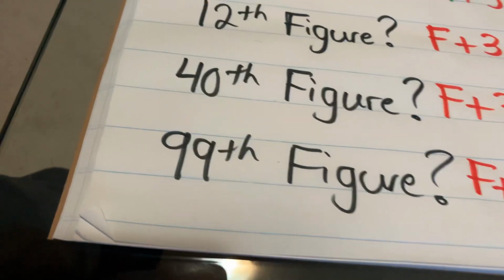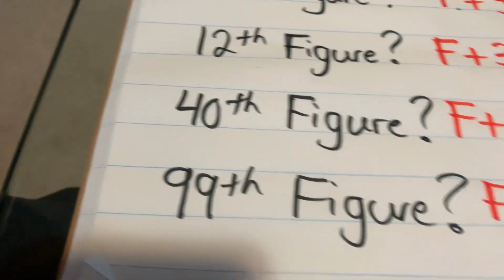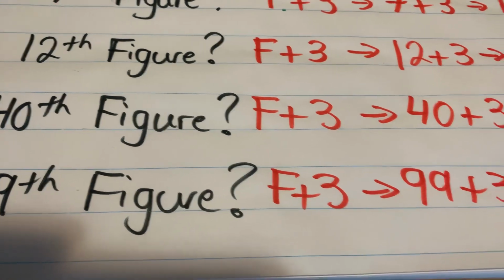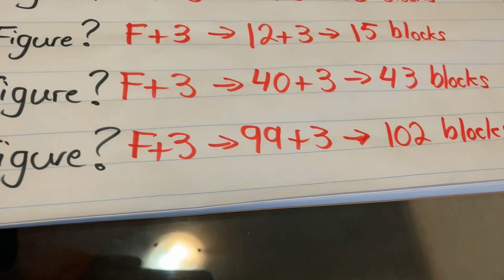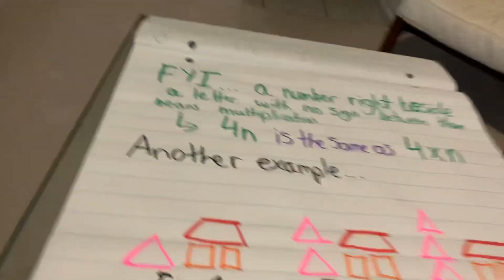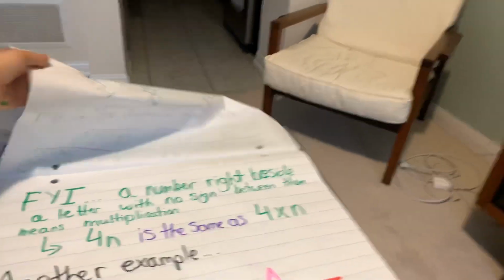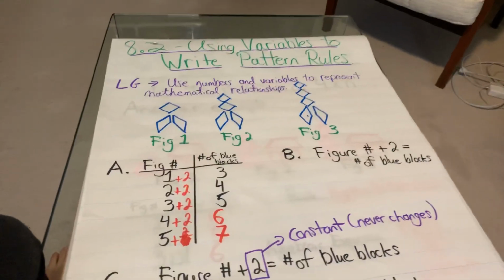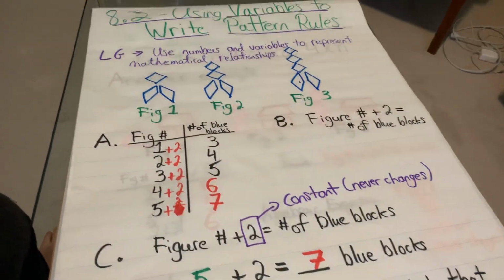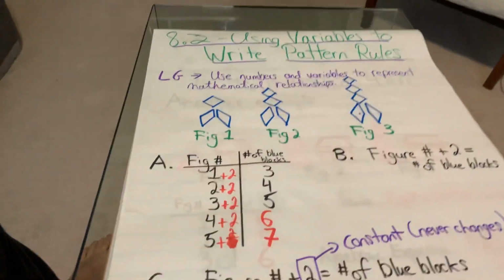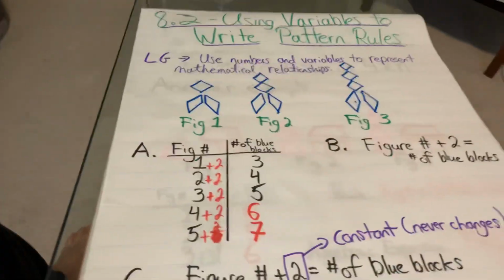What if I wanted to find out for the 99th figure? Simple. Use my expression, f plus 3. Take out the f and put in 99. 99 plus 3, 102 blocks. Okay? So algebraic expressions are really beneficial and really helpful for us to find out the pattern for a larger number. So if we need to find out for a bigger figure, we can use the expression to help us do that quickly, because then it just becomes multiplication, or in some cases addition, or in some cases subtraction.